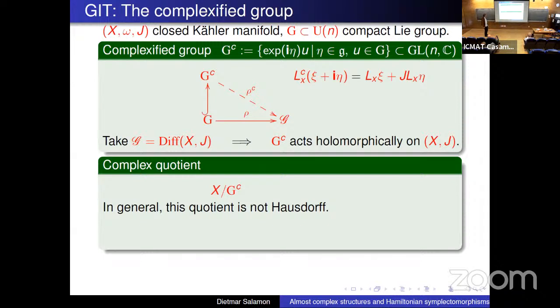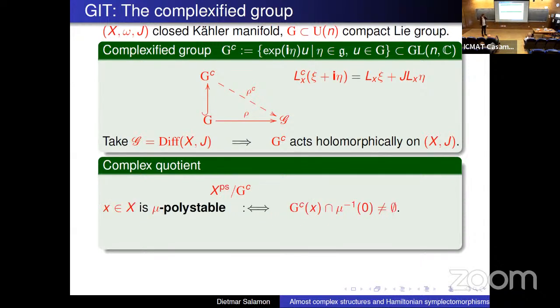And so to obtain a nice quotient, one chooses a suitable subspace of our Kähler manifold X. One such choice of subset is the space of polystable points, where the complexified group orbit, which no longer preserves the symplectic form, intersects the zero set of the moment map. And then it follows essentially from the definitions that this quotient is at least bijective and actually isomorphic to the symplectic quotient.